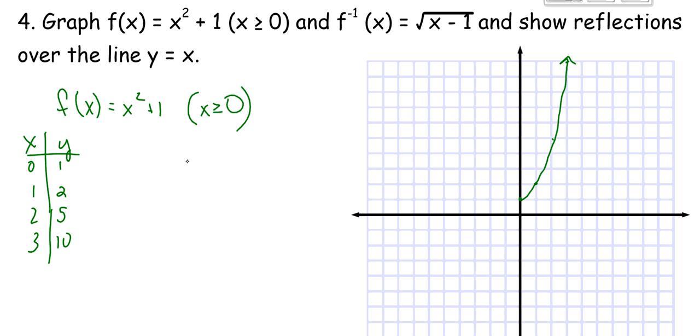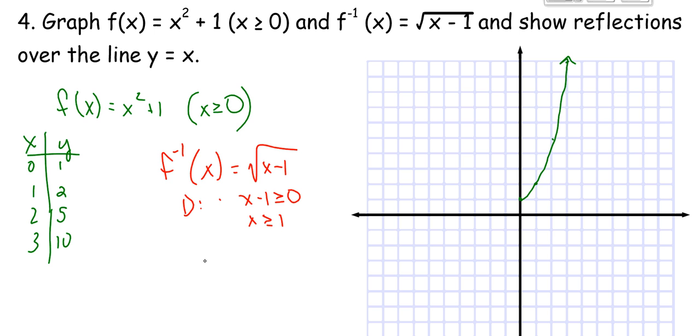So f inverse of x, I'm going to write that just a little better. f inverse of x is equal to the square root of x minus 1. Now notice it didn't technically restrict the domain, but we know the domain has to have x minus 1 under the radical greater than or equal to 0. So here x has to be greater than or equal to 1.